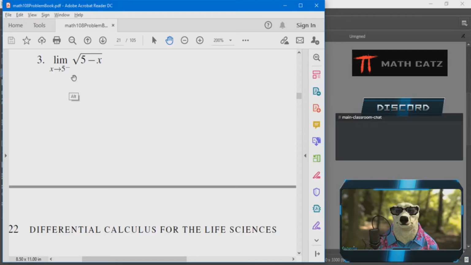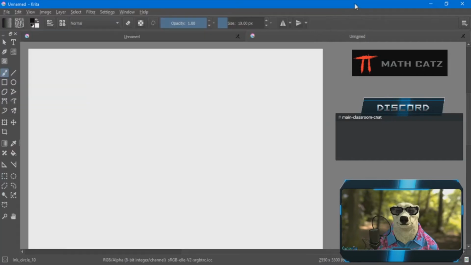Okay, I want to look at problem 2.3, number 3. Problem 2.3, number 3. And we have the limit as x approaches 5 from the left, square root of 5 minus x. Now, whoa, that's an ugly x.